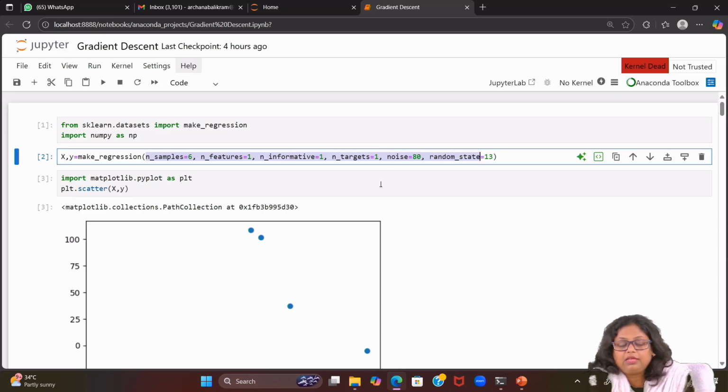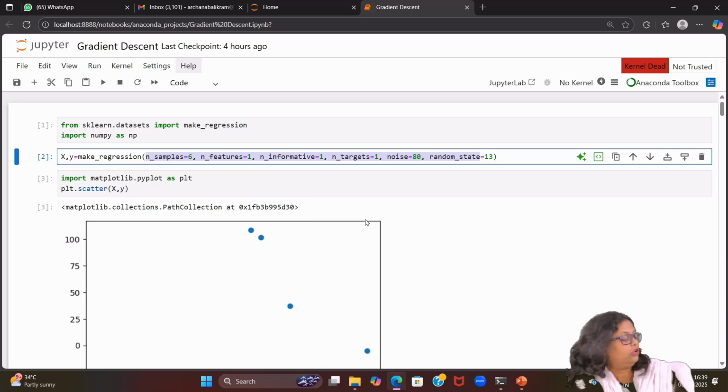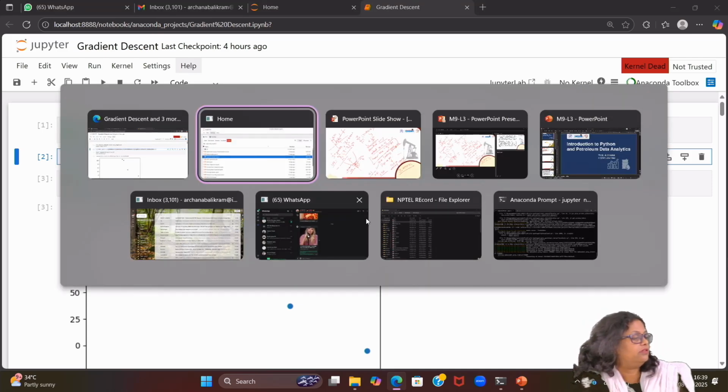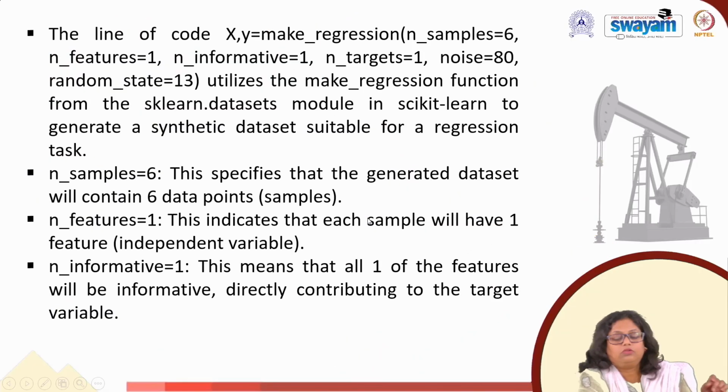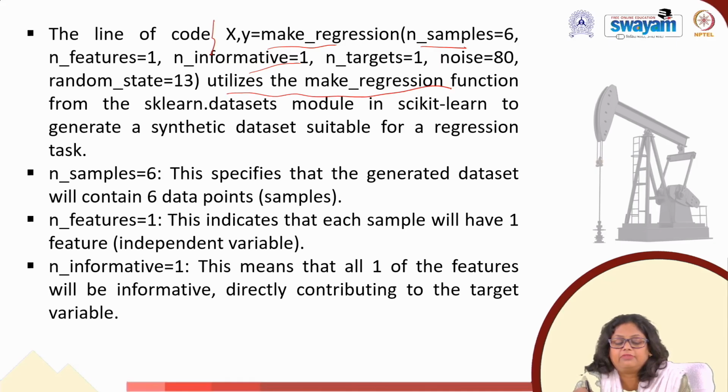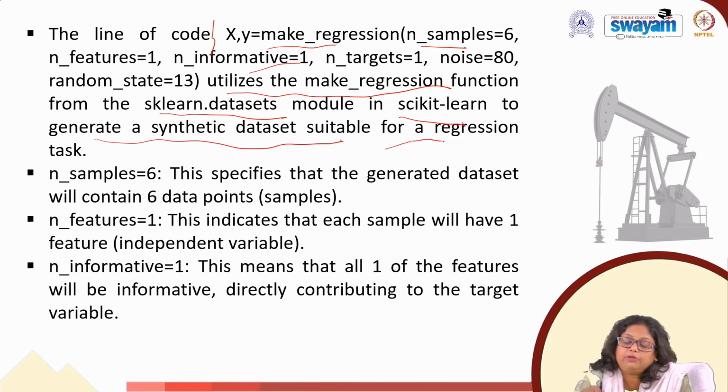What we can see here: n_samples, that is 6. Then n_features, here we are taking one feature. And then we have n_informative, n_targets, noise, and random_state. Let's check what all this is about. In this line of code, x, y equals make_regression, when we pass all these. It utilizes the make_regression function from the sklearn datasets module in scikit-learn to generate a synthetic dataset which is suitable for the regression task. So we are using it here.